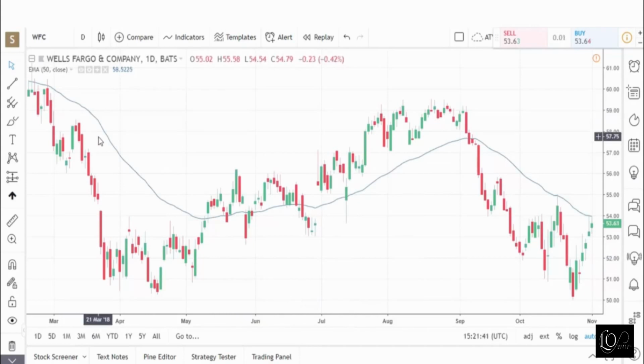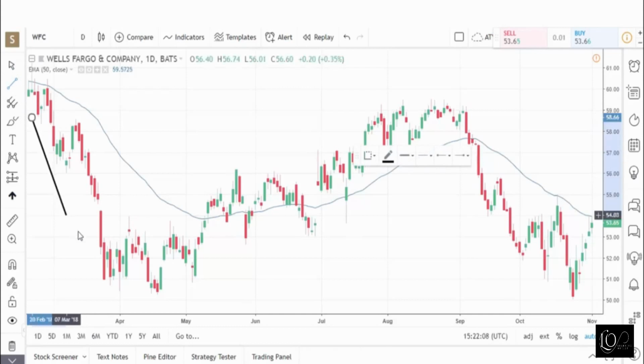With the exponential moving average, we want to be short or not long the stock when it's trading under the exponential moving average, and we want to be long the stock when it's trading above the EMA. So if we start at the beginning of the chart, we see the stock is below the 50-day exponential moving average, and it's in a downtrend. I'll add a downtrend line here.